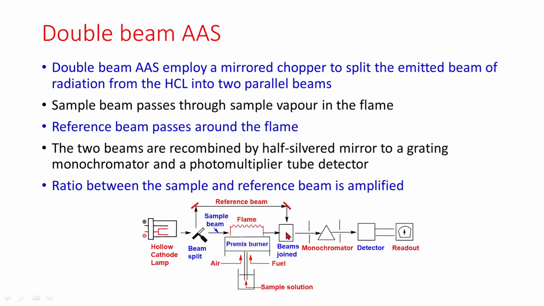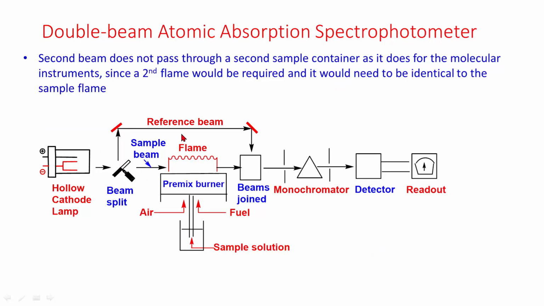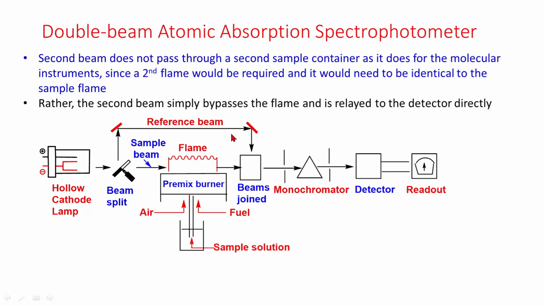The ratio between the sample beam and the reference beam is amplified. The second beam does not pass through a second sample container as we see in the case of a UV visible instrument, since a second flame would be required and it would need to be identical to the sample flame. Rather, the second beam simply bypasses the flame and is relayed to the detector directly.